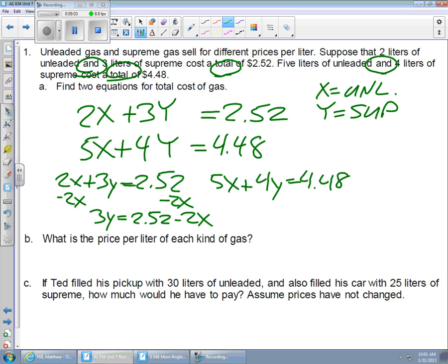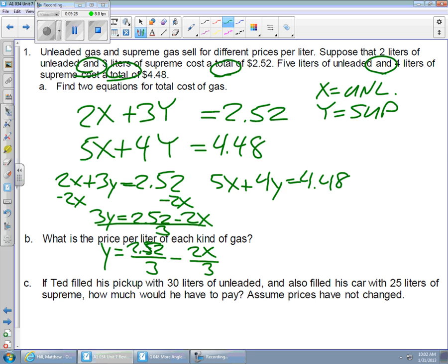We don't want 3y's. We only want 1. So what are we going to do now? Divide that 3 out of there, absolutely. Divide by 3, and I'm going to drop down here. And guys, if you get some funky decimal points and stuff like that, don't fret about it. Your calculator can work with it. Okay, y equals 2.52 over 3 minus 2x over 3.